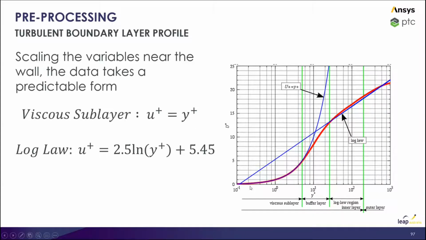Y plus is our distance from the wall, and that just tells us where in the boundary layer we are. Because as we said, the actual size of the boundary layer is going to be different for different flow regimes, but this shape will be the same, and the Y plus tells us where we are in that boundary layer.